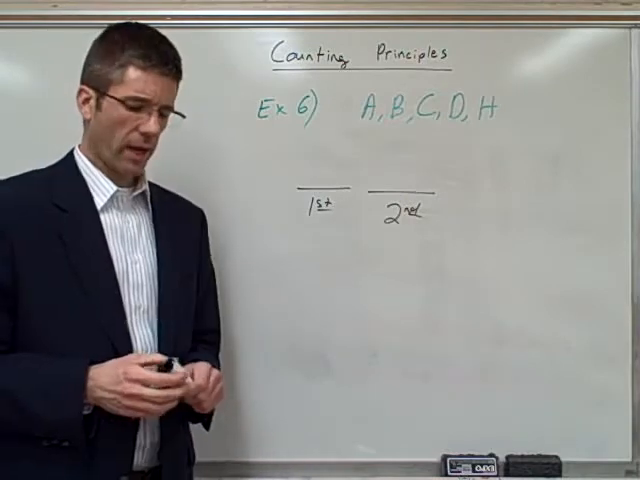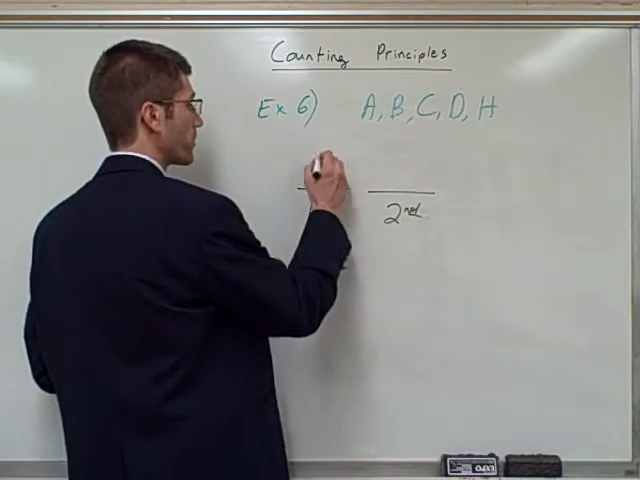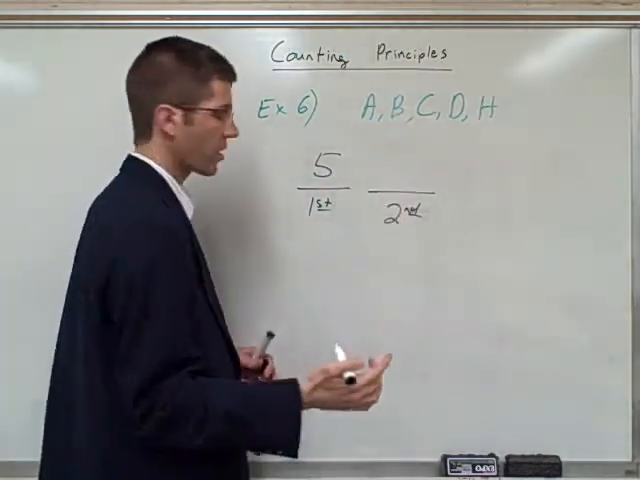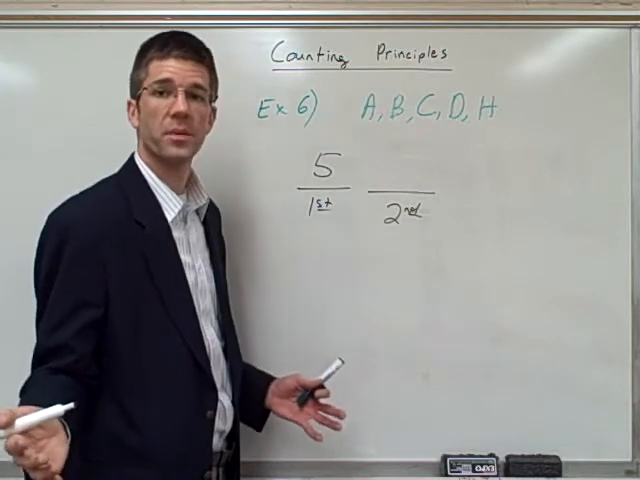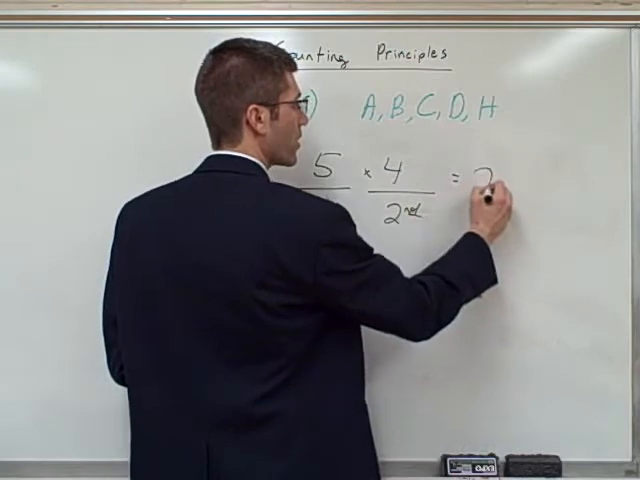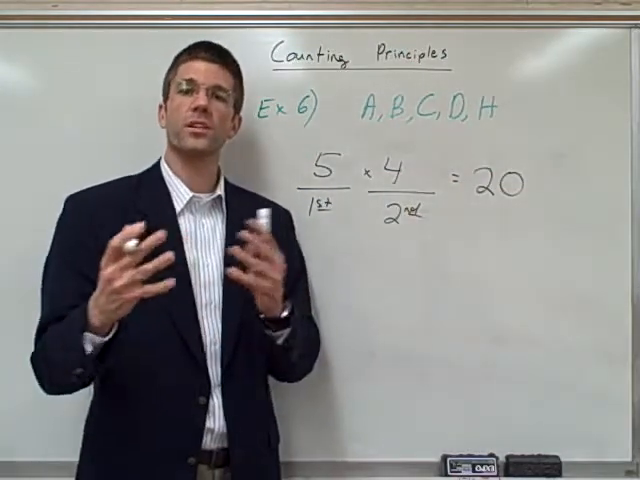So how many options do we have for first place? 5. There we go. We just got a first place winner. It was Bernie. Bless his heart. How many options do we have for second place? 4. Multiply those. There are 20 different possible first and second place winners.